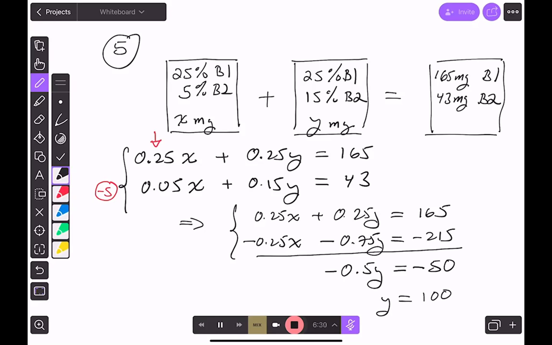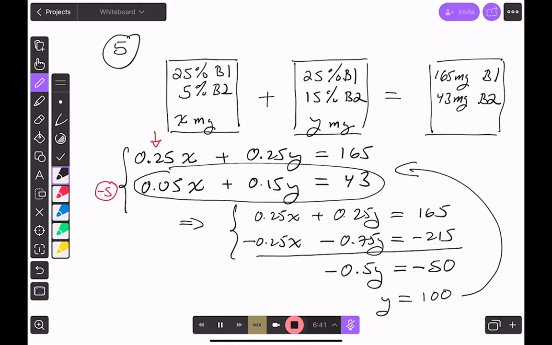Right. Now, how do I get the x? I'm going to take this and plug it into one of those equations. Which one is up to you. I'm going to plug it into this one here. And what are you going to get? 0.05x plus, well, 100 times 0.15 would just be 15, right? Equals 43. 0.05x. I'm going to take 15 from both sides. And what does that give you? I guess that would give you 28, right? Make sure I did that right. 28. Yeah, it looks pretty good.